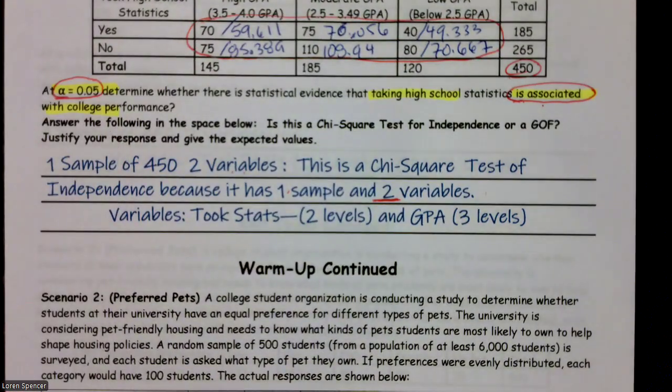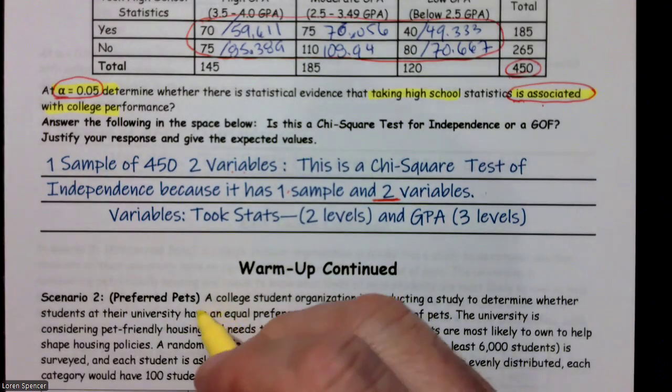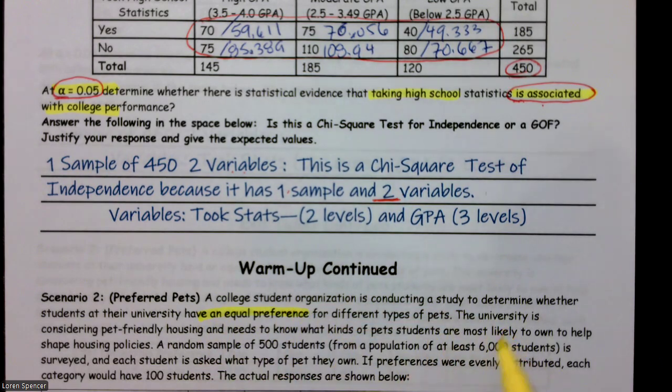A college student organization is conducting a study to determine whether students at their university have an equal preference for different types of pet. The university is considering pet-friendly housing and needs to know what kinds of pets students are most likely to own to help shape housing policies. A random sample of 500 students, so we know our sample size is 500, from a population of at least 6,000, so we know our population size, is surveyed, and each student is asked what type of pet they own.